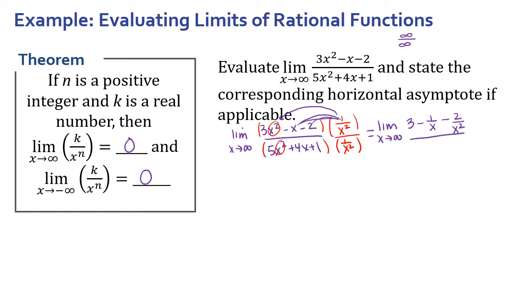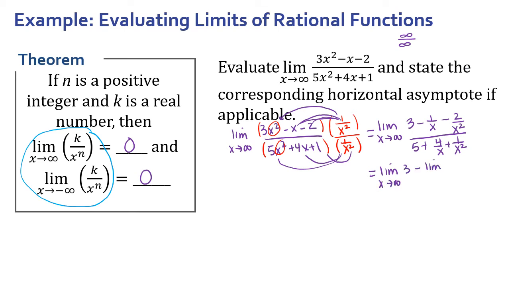And then that's all over, when I distribute this down here, 5x squared over x squared is 5. 4x divided by x squared is 4 over x. And 1 times 1 over x squared is just 1 over x squared. So now I've gotten it into one of these forms, which is great. I can use limit laws now, along with this new theorem, to evaluate this.